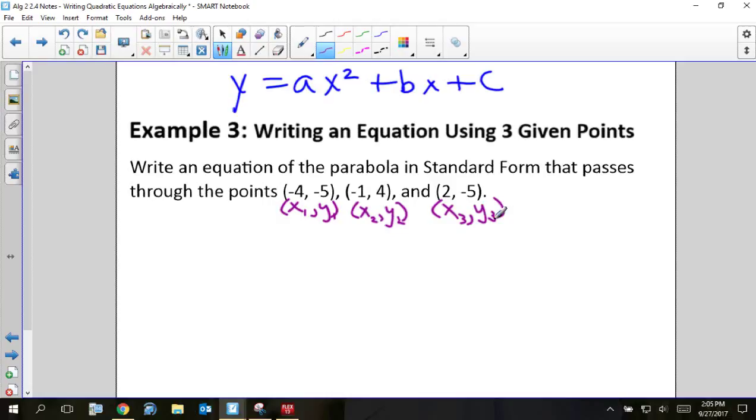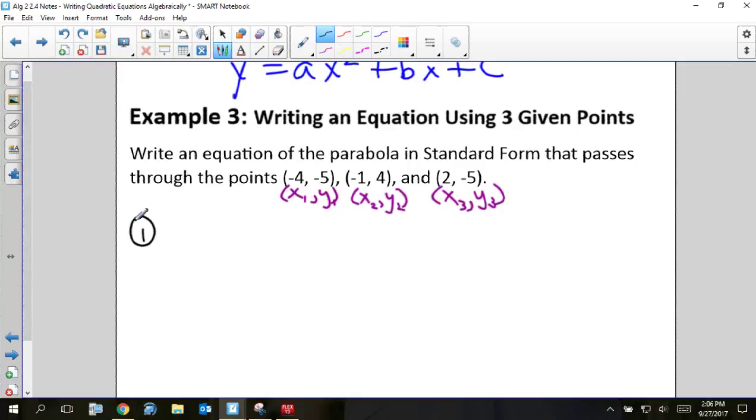We're going to plug in x and y into y equals ax squared plus bx plus c three different times. So what am I not plugging in? A, B, and C. I'm going to plug in x and y, but I will still have A, B, and C in my equation.